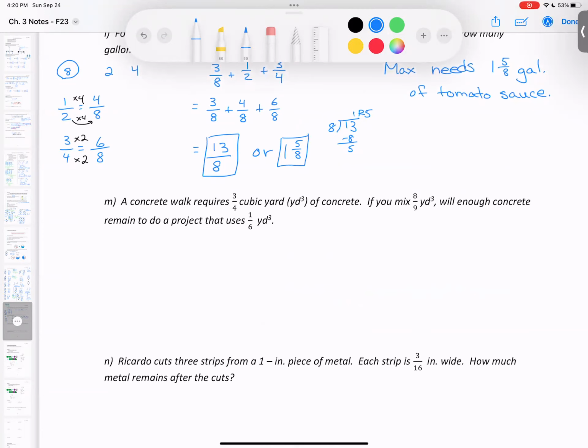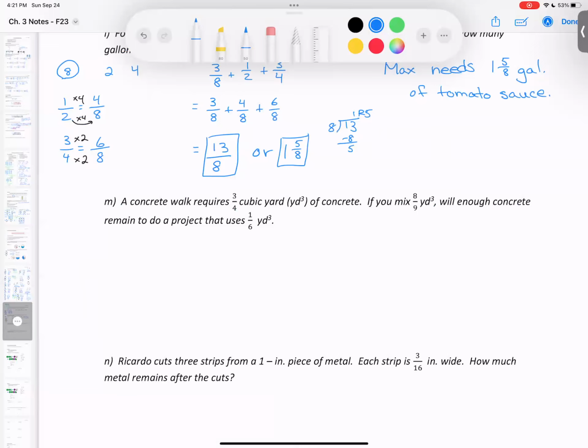We have a concrete walk, which requires 3/4 of a cubic yard of concrete. If we mix 8/9 of a cubic yard, so almost a full cubic yard, will we have enough concrete left over to do a project that uses 1/6 of a cubic yard? Okay, there's a couple ways we could tackle this. We know we want to make our concrete walk. So let's do that first.